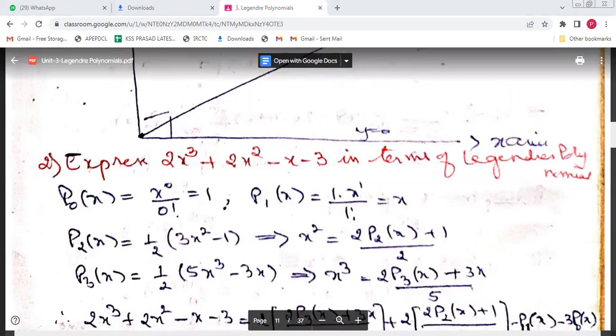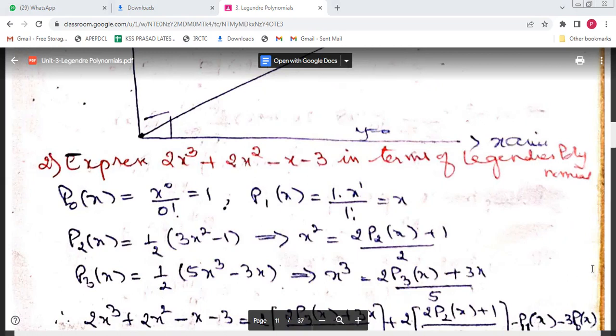Similarly, P2 of x equal to 1 by 2 times of 3x square minus 1. So on further simplification, 3x square minus 1 equal to 2 times of P2 of x. Therefore, 3x square is equal to 2P2 of x plus 1. Therefore, x square equal to 2P2 of x plus 1 divided by 3. Sorry, it should be divided by 3.